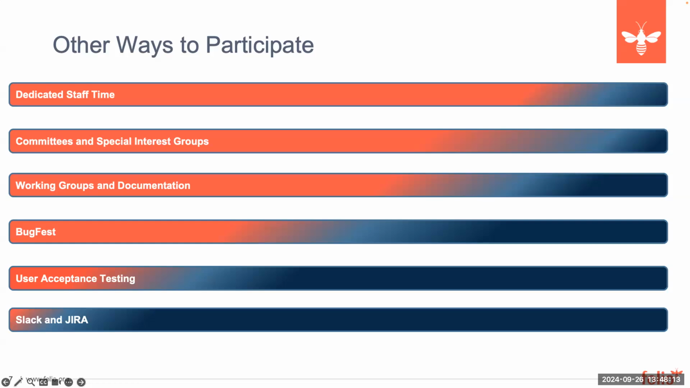You have dedicated staff time. Then you can get down to committees and special interest groups, the SIGs. Those can be kind of consuming in that they usually meet once, sometimes twice a week for an hour. It's a dedicated time piece that you have to go to, so they're a little bit higher up in the commitment. Then you have working groups and documentation. Unlike the SIGs and the committees, these are kind of ongoing and they never stop, and I don't want to make that sound like a bad thing. Working groups and documentation could be short-term projects.